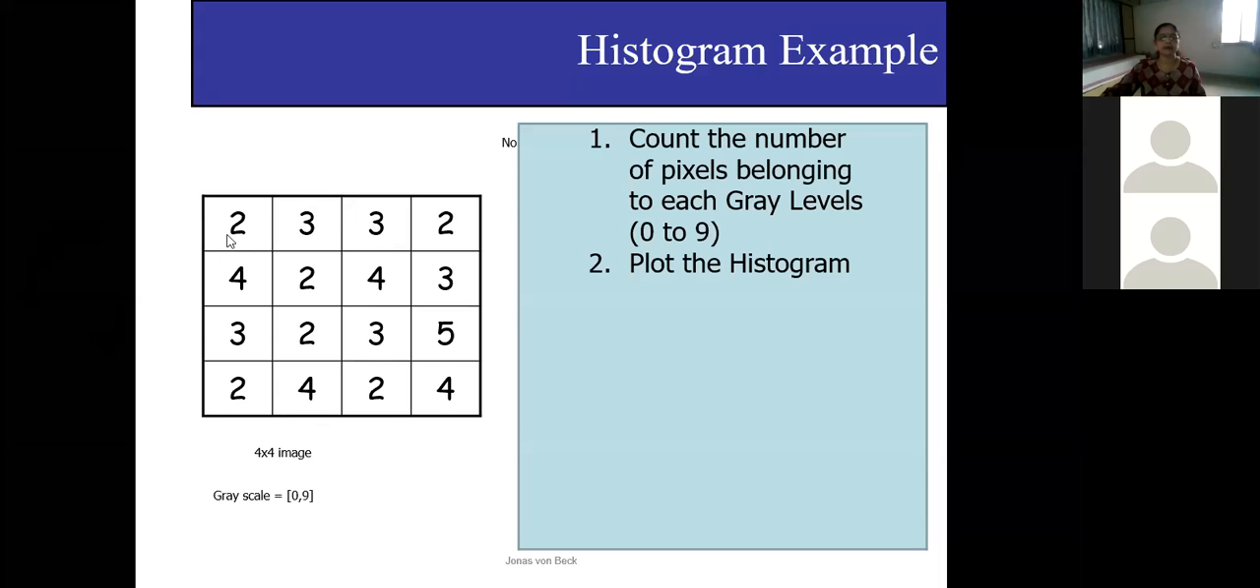Then the next level is 2. For 2, how many pixels are there? 1, 2, 3, 4, 5, and 6. Yes, Shravan, your answer is correct. There are six pixels. Similarly, compute the number of pixels belonging to each gray level and type your answer in the chat box. Okay.